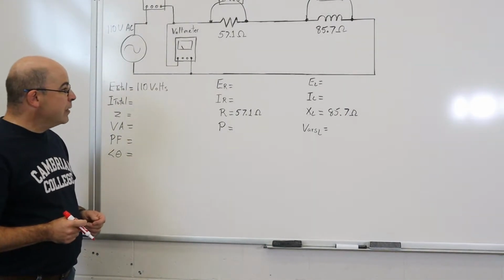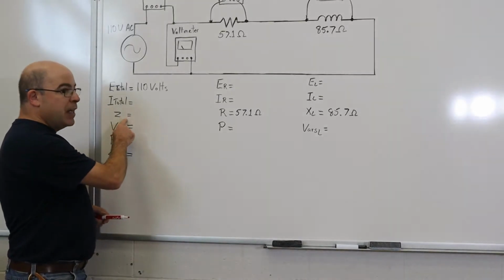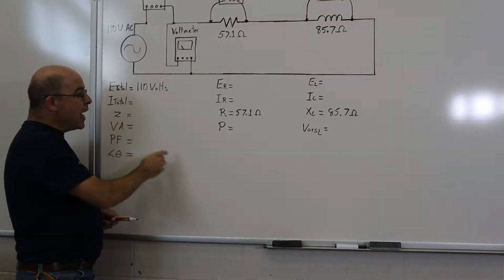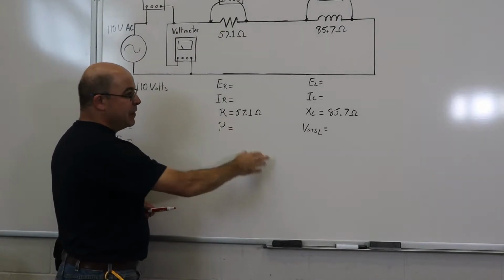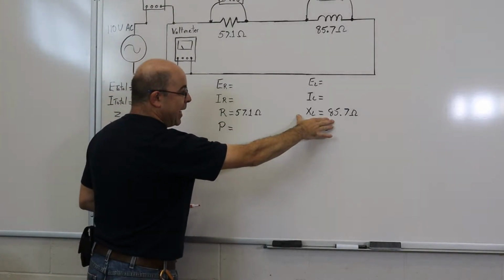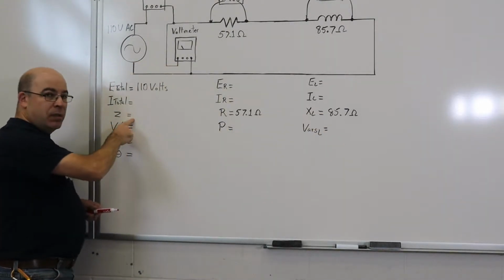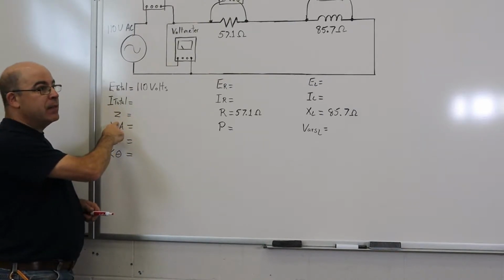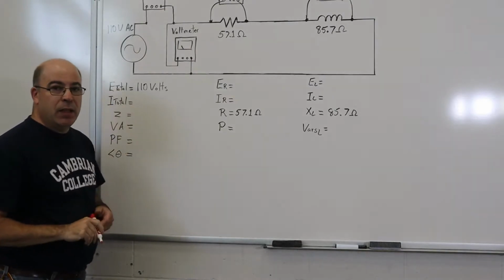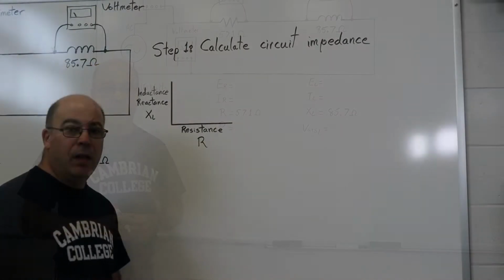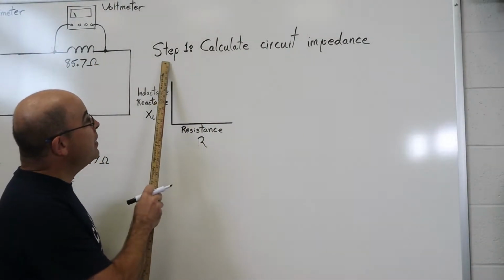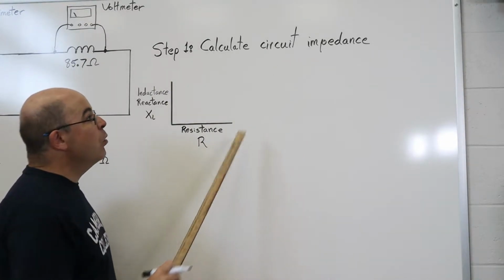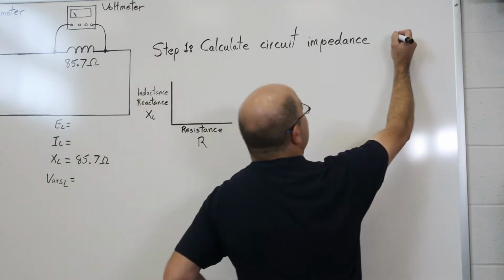Our starting point is going to be to find the impedance for the circuit. I have a given value of resistance and a given value of inductive reactance. Our natural start point will be, let's find circuit impedance. I'm just going to move over here and we'll start doing the work. Our first step will be to calculate circuit impedance, or in this case, Z.